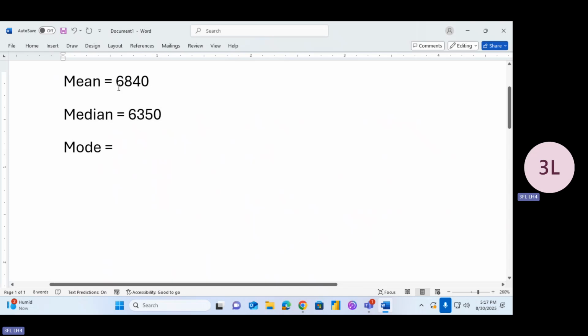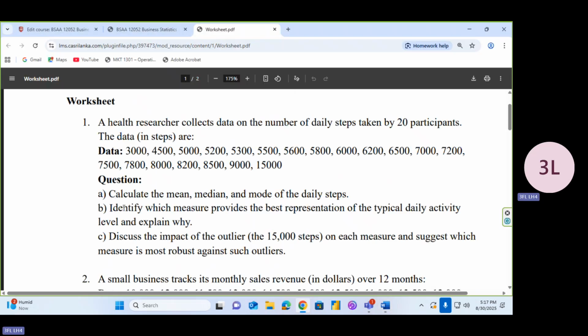The first one is the mean value. It means this is the average. This is the middle point in here. Okay. Then what does the question ask? Identify which measure provides the best representation of the typical daily activity level and explain why. The mode value we can ignore. Why? There is no mode value. But two measurements are there, the mean and the median.